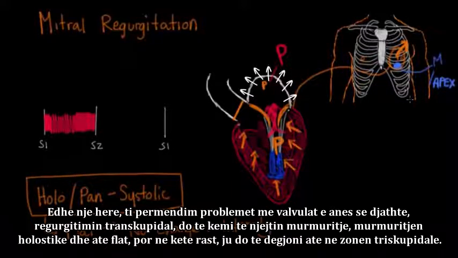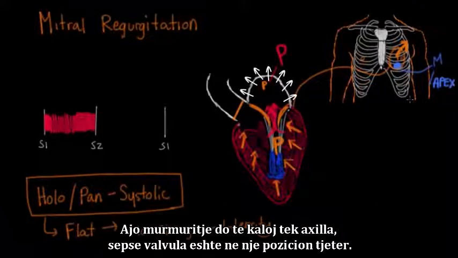Now again, just to mention the right-sided valve problem, tricuspid regurgitation, you have the same murmur, a holosystolic flat murmur, but in that case, you would hear it in the tricuspid area. And that murmur wouldn't radiate to the axilla because the valve is in a different position.